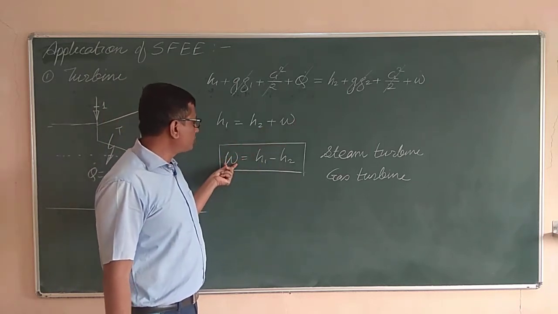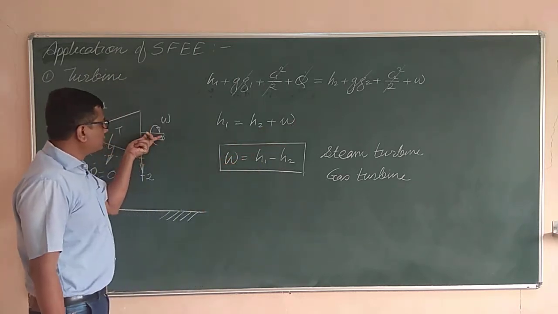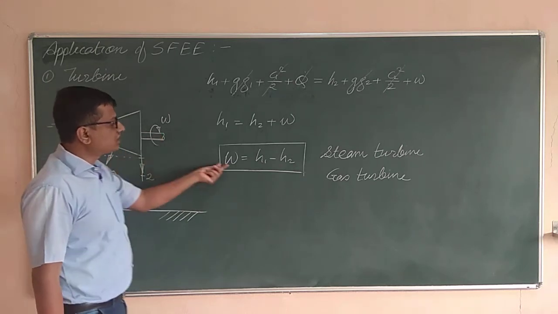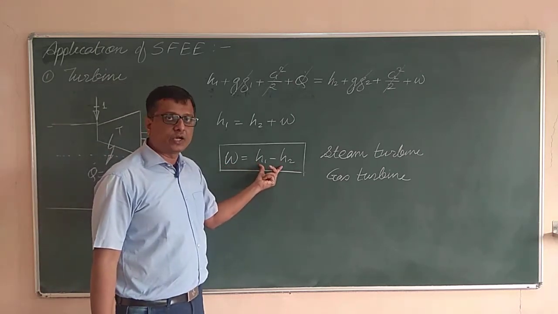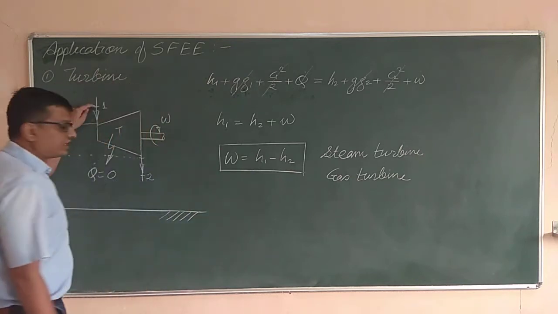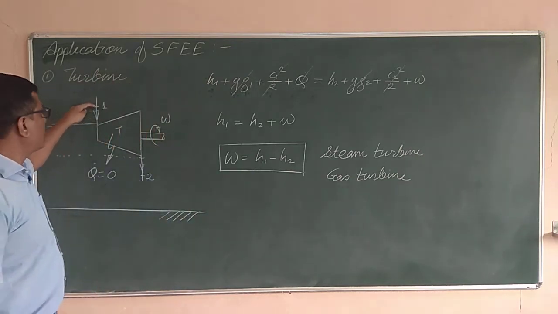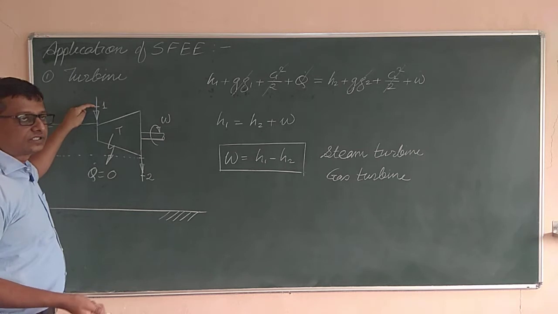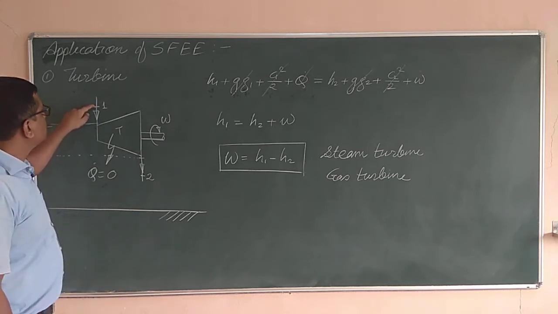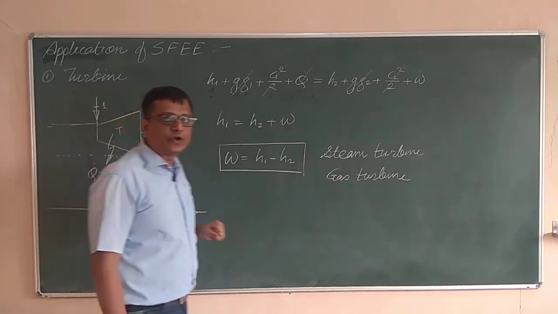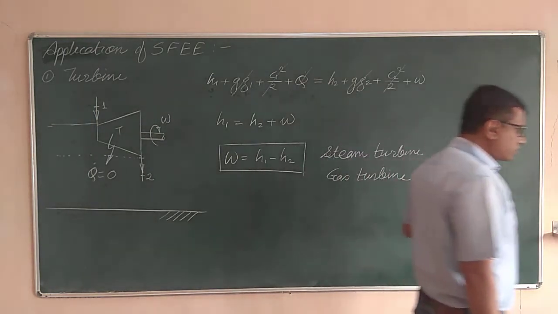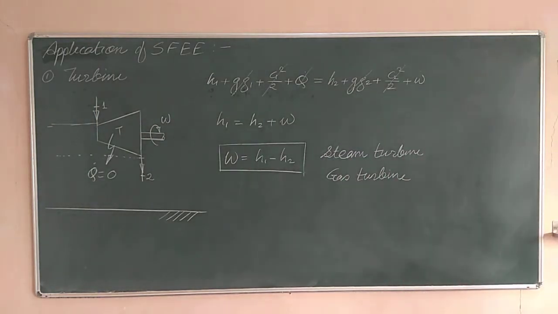And the work done across the shaft is equal to the difference in the enthalpies of the working substance, whether it may be the steam in case of a steam engine, or any working substance in case of the gas turbine. So this is the application of the steady flow energy equation to a turbine. Now let us see the next one.